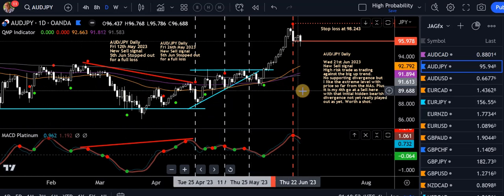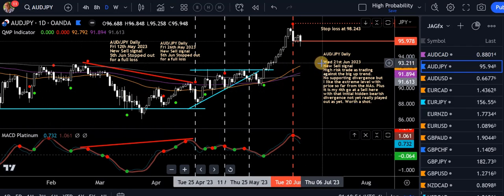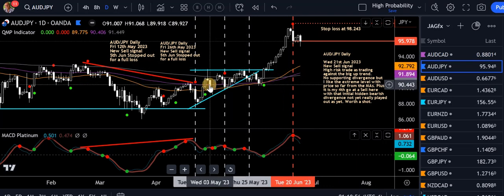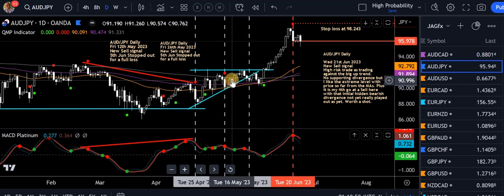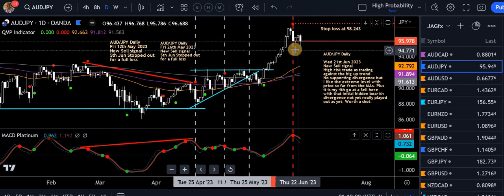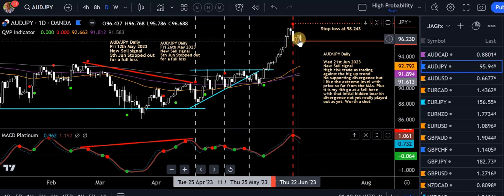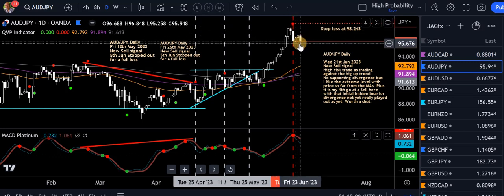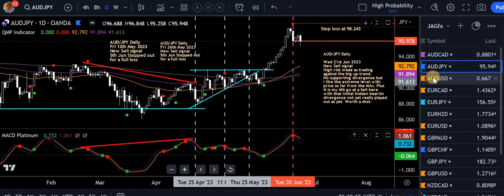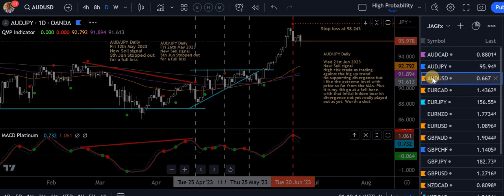Right, Aussie Japanese Yen in a sell from the 21st of June. This is many attempts at this sell. Bang, 1, 2, 3, I think. It's the third one. MACD long way above the zero level. Went against me initially, stops up here. It's come down nicely on Friday, starting to head in the right direction. So no action taken as yet. Aussie USD.